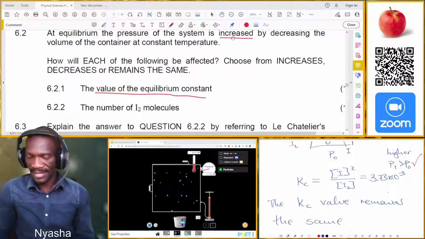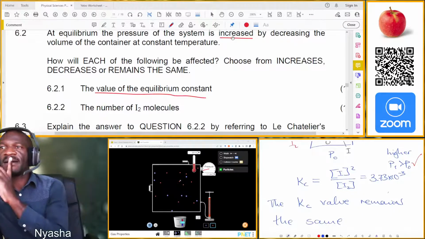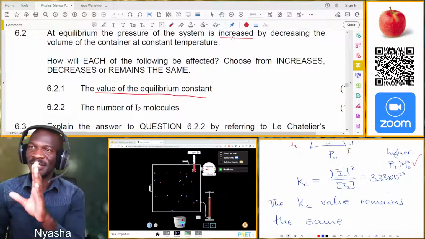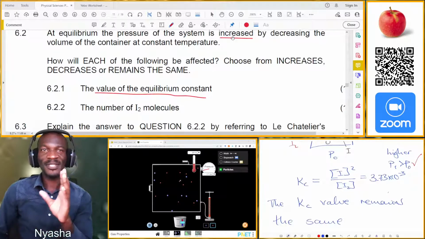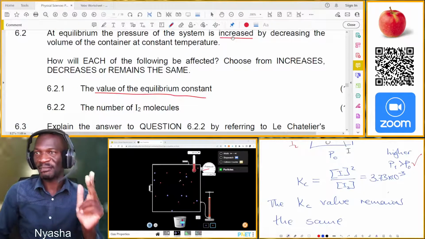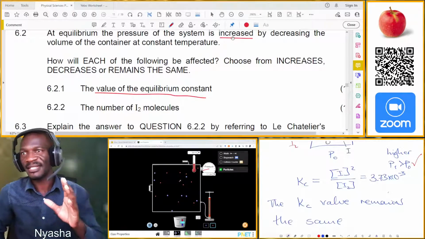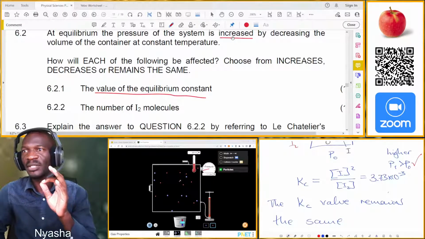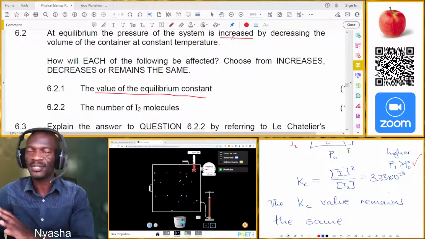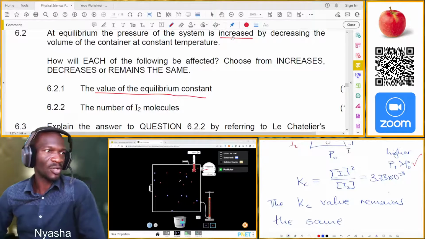Why does it remain the same? By the way, the answers that have been given for you to select from are increases, decreases, or remains the same. That's it. You don't need to explain. They just stated and said how will each of the following be affected. That's all. So you don't need to explain in 6.2.1 and 6.2.2.